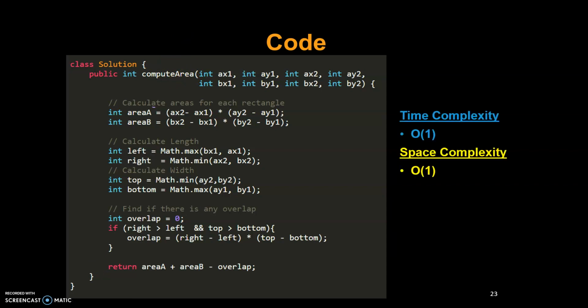Next is the time and space complexity. Time complexity is constant, because we are simply accessing all the coordinates that are given. Space complexity is also constant because the only thing I have used is variables. No additional data structure is used. Therefore, space complexity is also constant.